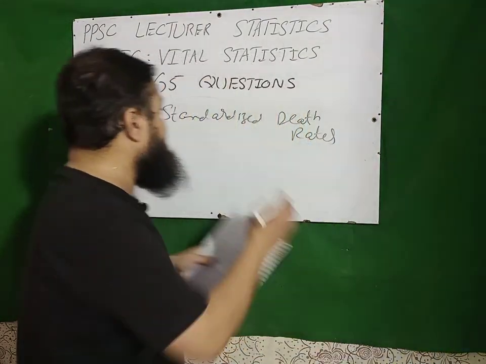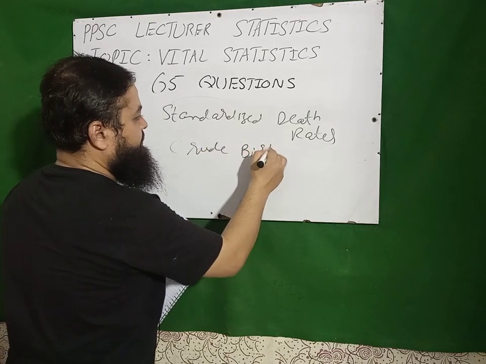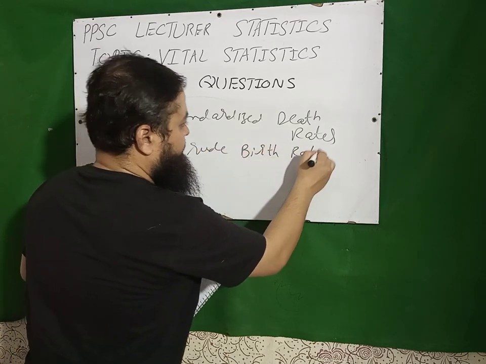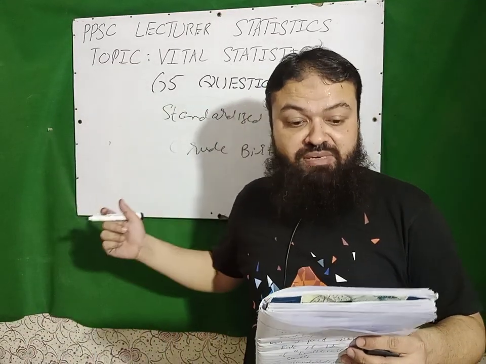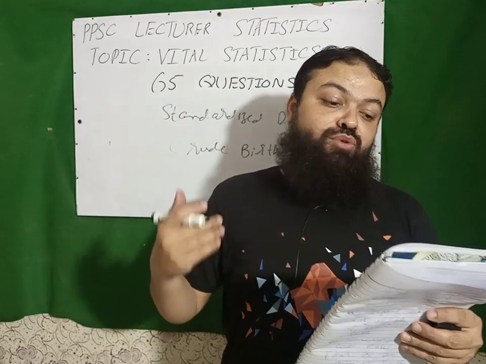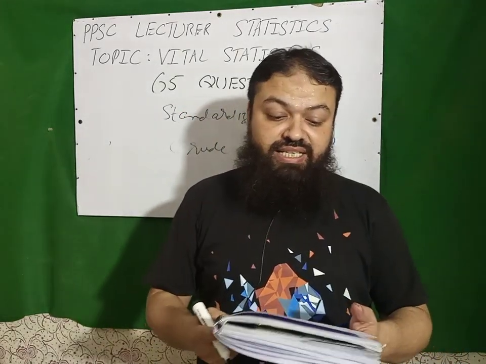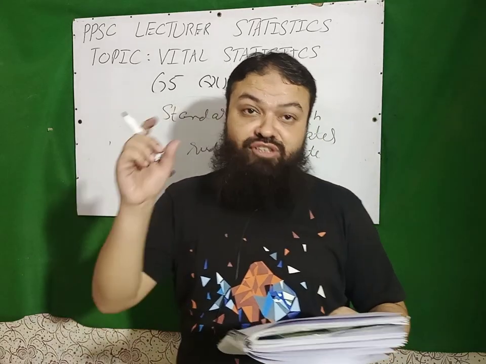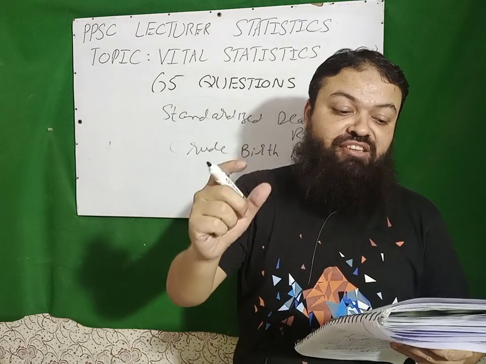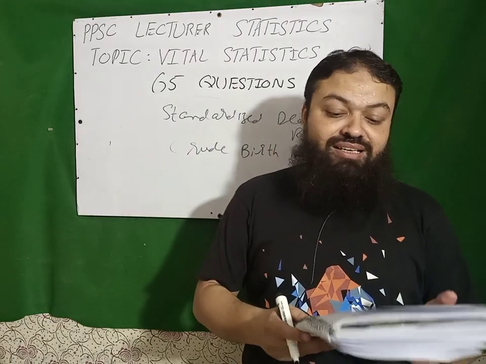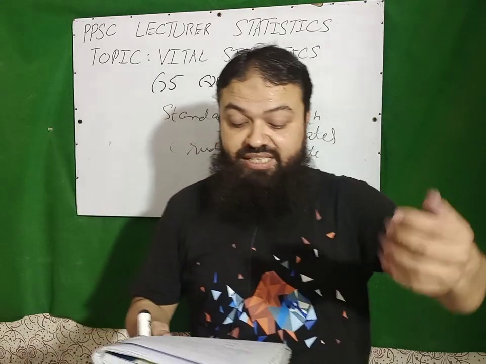Next is crude birth rate. It is the ratio between the total registered live births to the total mid-year population during the same year. Next is age specific birth rate. It is also for the specific age. We calculate the birth rate for the specific age. Next is standardized birth rate. It is calculated for two regions, for two areas.